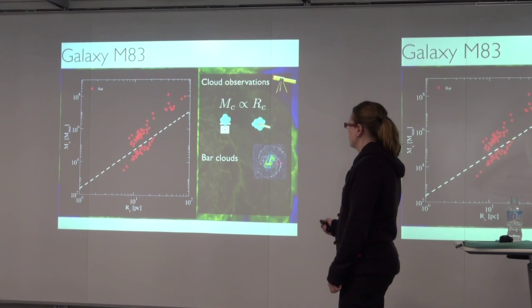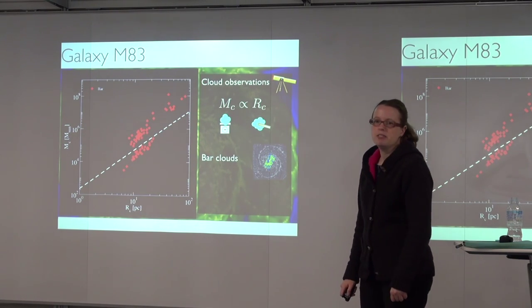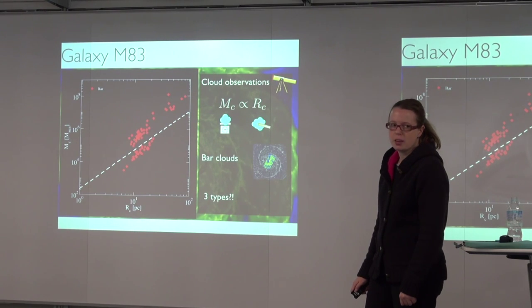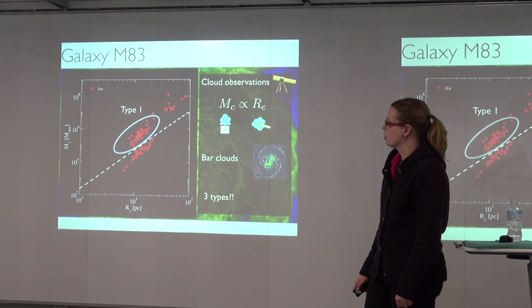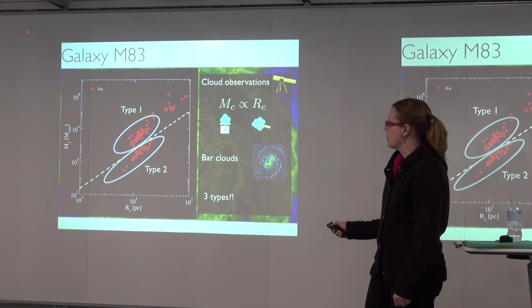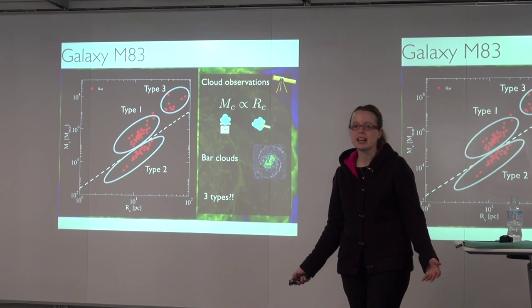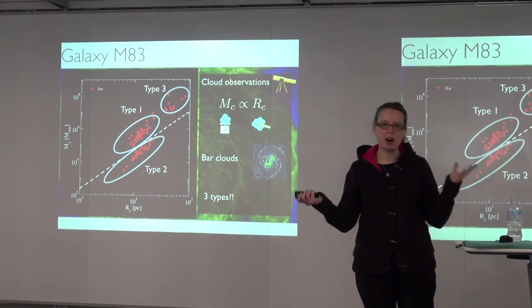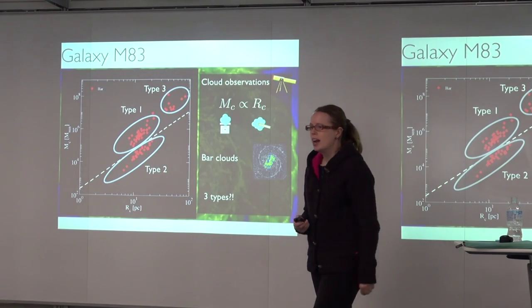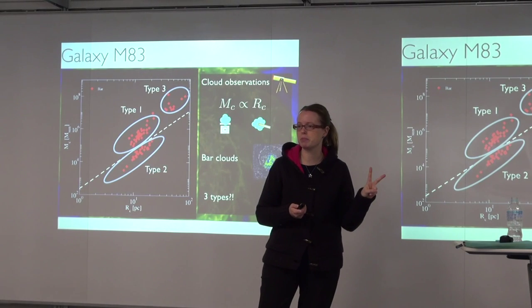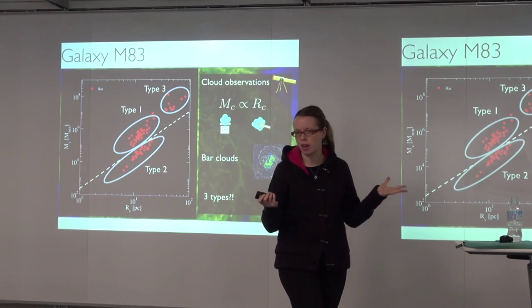What about the bar? So the bar here is my middle region. And this gets even more sinister. I seem to have three types. I've got this type one, I've got this type two, but then there's this other gap where no one dares exist. And I have this type three cloud. So in the bar, I have three types of cloud. And in the spiral and disk, I have two cloud types, and I just don't know why.